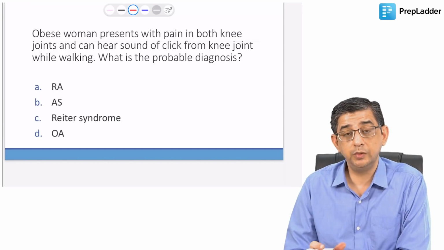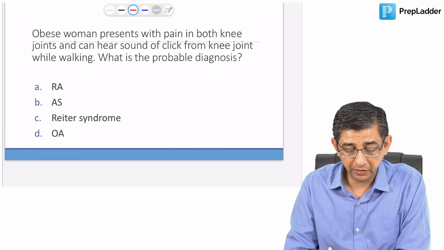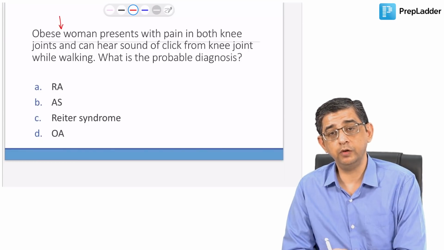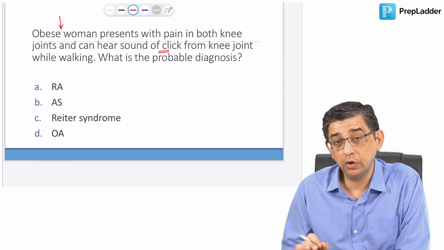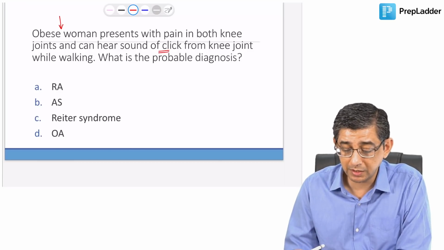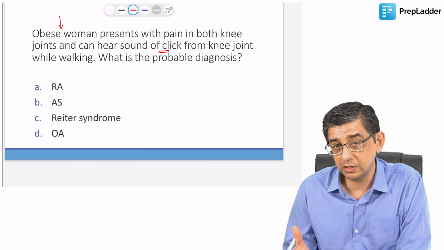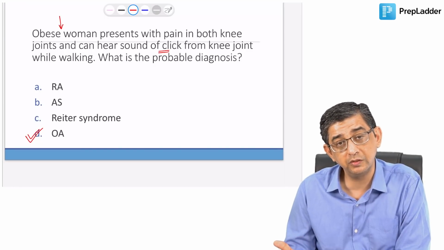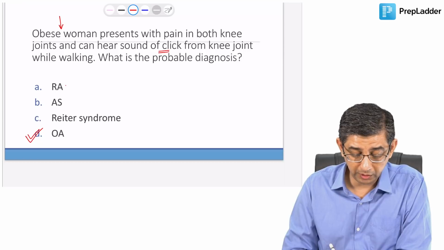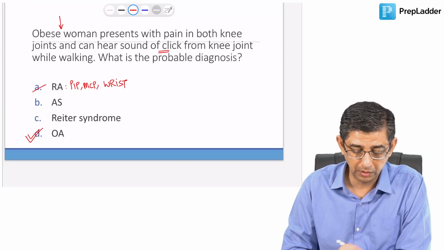The next question talks about a fat lady coming to you with pain in both the knee joints. Obesity is anyway a risk factor for development of osteoarthritis of the knees, and this lady has not got surgery done. She has not even got a total knee replacement done. There is a click sound coming from the knee joint, that is a crepitus being heard. The diagnosis of this case is very straightforward. It is osteoarthritis. The most common joint involved in osteoarthritis is the knee joint. Rheumatoid arthritis, option number A, as I've highlighted, will always cause involvement of the small joints. So that is why option A is ruled out.